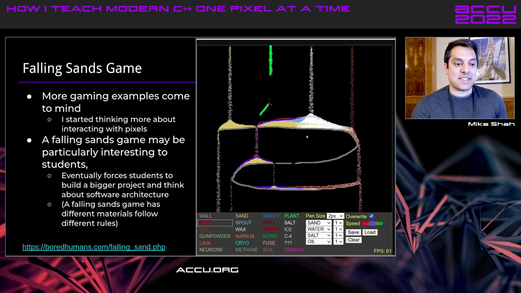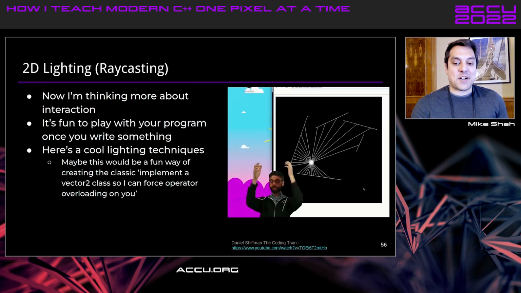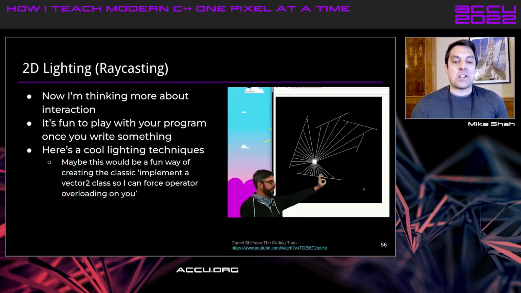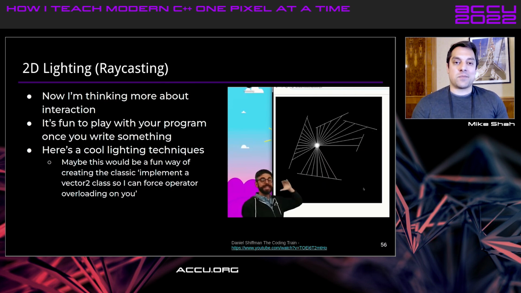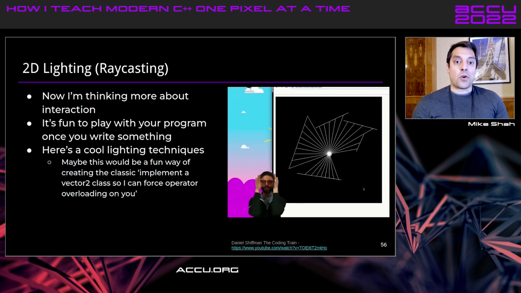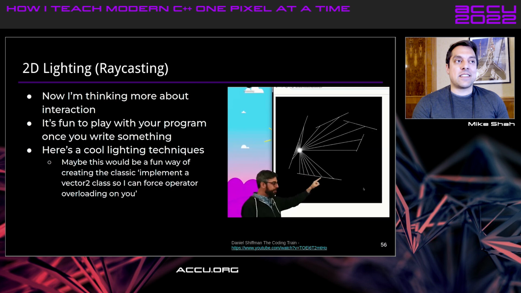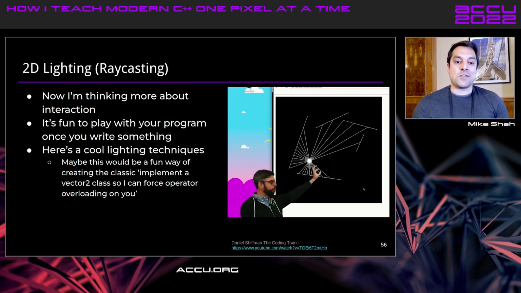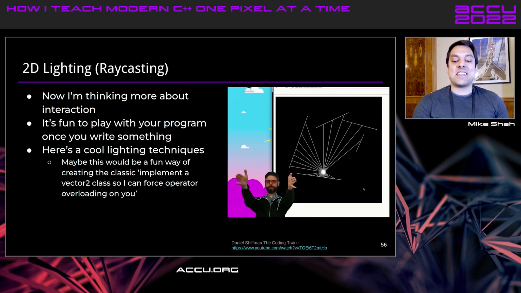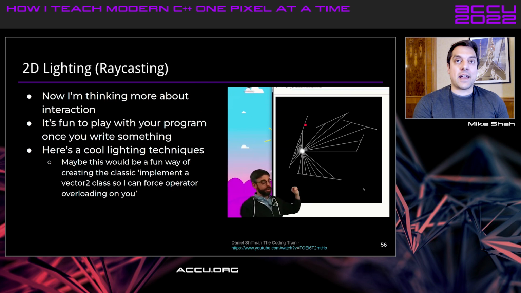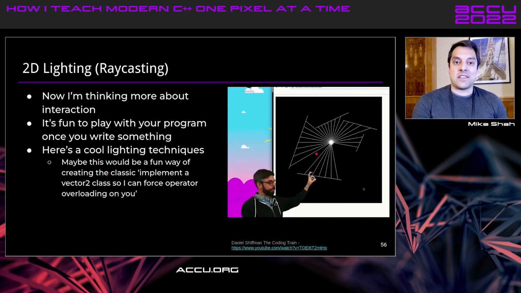So falling sands. And then again, I started getting excited and saying, okay, what about some of these classic assignments that I did in my C++ class that were really boring to me? I had to implement a vector2 class, and then my instructor forced me to implement operator plus and operator equal and all these different things. I said, yeah, okay, that's interesting, but what if we could do that with lighting effects so they can actually see where a vector or some sort of data structure is being used?